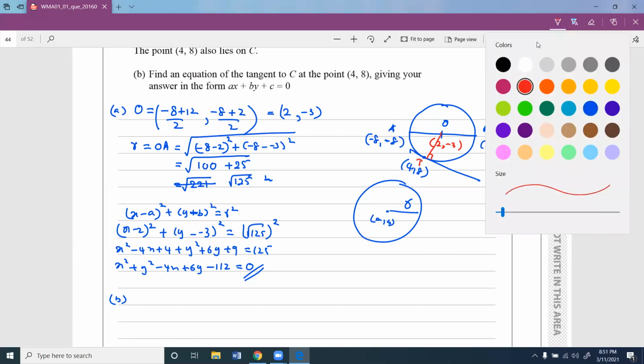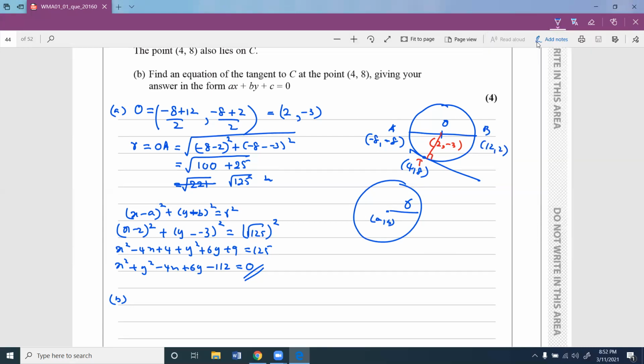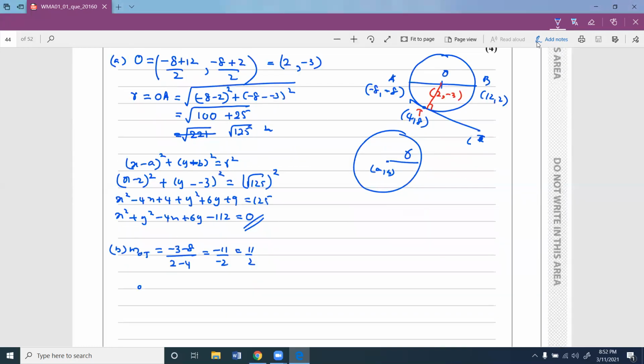To find the equation of a tangent, we need a gradient and a coordinate. The coordinate is given. To find the gradient, there is no way of finding it directly over here. But we know that OT and the tangent line L are perpendicular to each other. So we can initially find the gradient of OT. You can write y minus y naught: minus 3 minus 8 divided by 2 minus 4. It's minus 11 divided by minus 2, which is 11 over 2, the gradient of OT. Then we can find the gradient of the tangent. Gradient of OT times gradient of tangent is minus 1. So 11 over 2 times the gradient of tangent is minus 1. Therefore, the gradient of the tangent becomes minus 2 over 11.